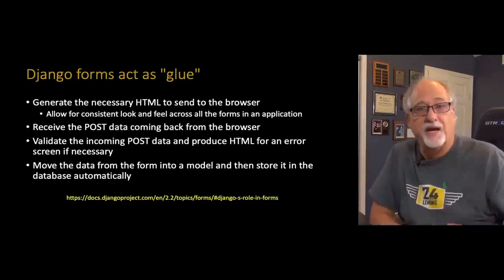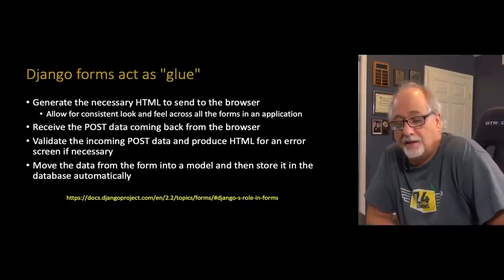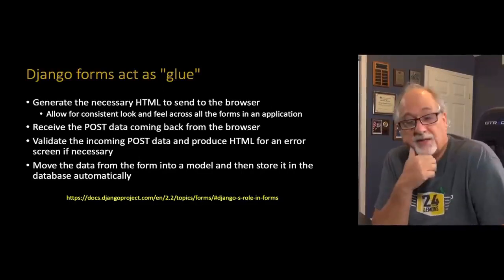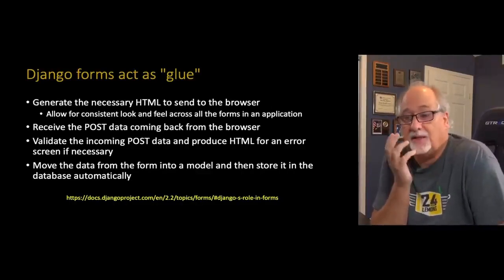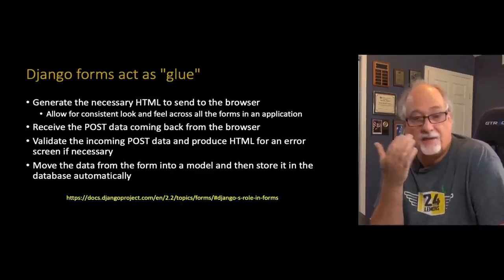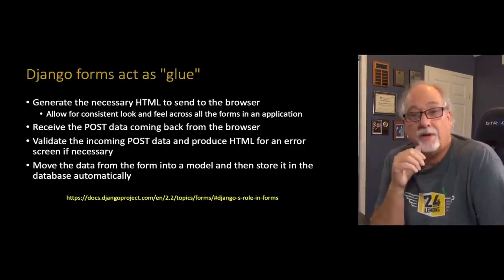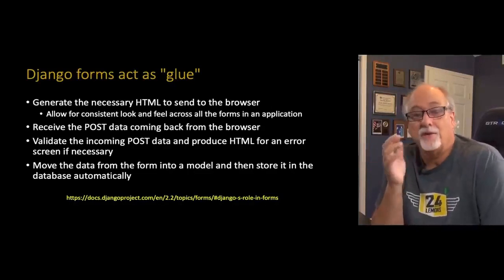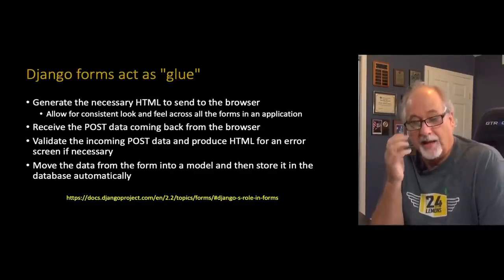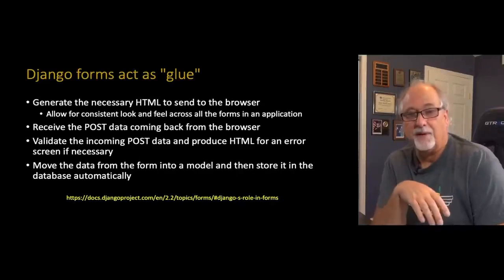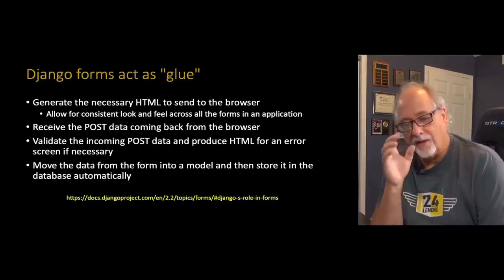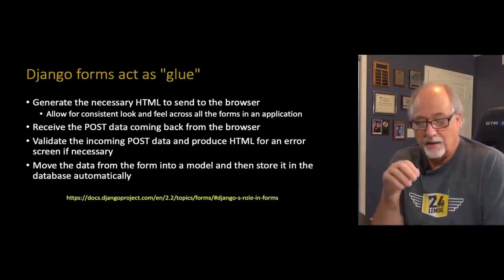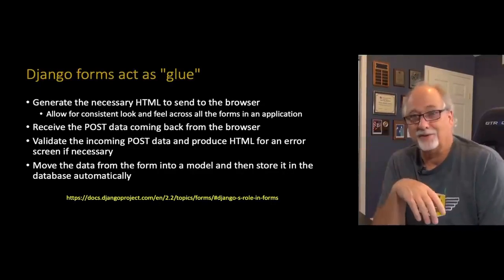When the post data comes back from the browser in a form that it created, then it puts it all in the right spot. It validates the data based on a set of rules that you say, like this has to be this kind of a thing and that kind of a thing, or a date or a character or an integer or a floating point. Whatever the rules are, that's all done for you in Django. And if something goes wrong, then it hands you an error form that you can send right back to the user. And of course, once it's validated, it moves it into a model, and then actually can even do the database store automatically.